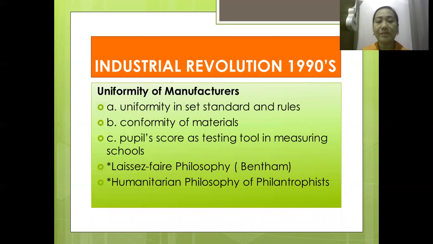And in that period of time, the Industrial Revolution also happened, and there was uniformity of manufacturers. So when you say uniformity of manufacturers, it is very much that the set standards and rules in institutions and organizations are uniform. There's conformity of materials. The pupil score served as a testing tool in measuring schools. We have the laissez-faire philosophy by Bentham, and we also have the humanitarian philosophy of philanthropy.